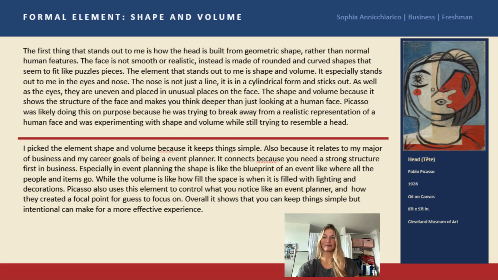I picked this element shape and volume because it keeps things simple, but also relates to my major of business and my career goals of being an event planner. It connects because you need a strong structure first in business, especially in event planning. The shape is like the blueprint of an event, like where all the people and items go, while the volume is how full the space is when it's filled with lighting and decorations.